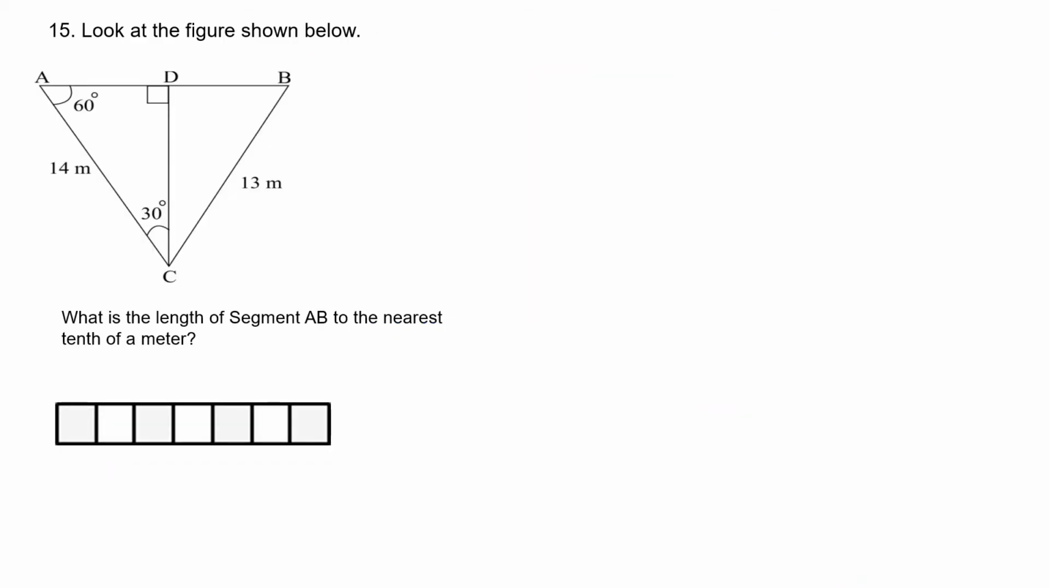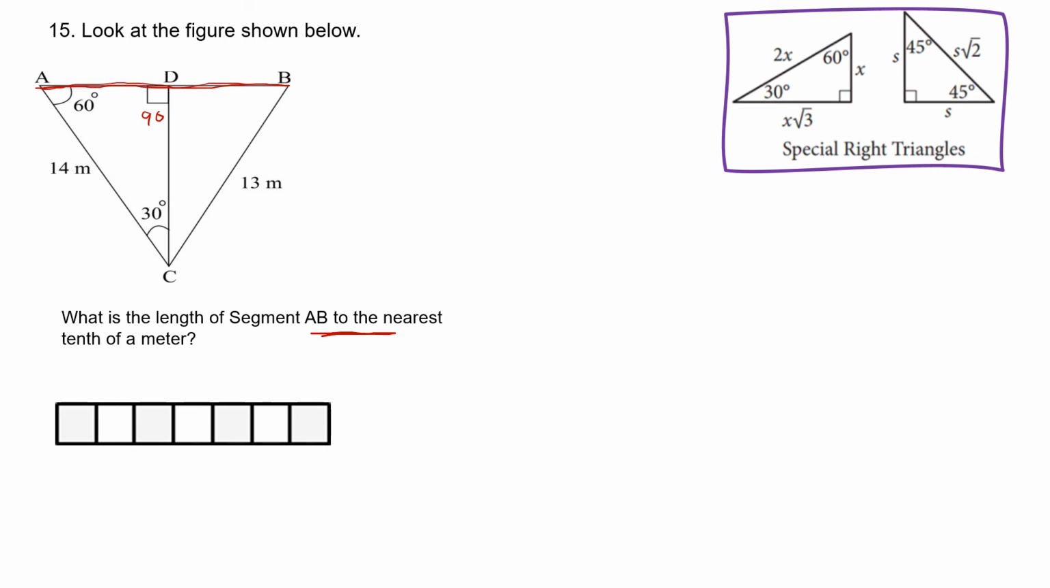Number 15, it says, look at the figure shown below. What is the length of segment AB to the nearest tenth of a meter? So segment AB is right here. So what I do notice about one of these triangles is that it is a 30, 60, 90 degree triangle, and that is a special right triangle. So let's just do a quick review of special right triangles. Although we're just working with the 30, 60, 90, I'm going to do a quick review of both here.